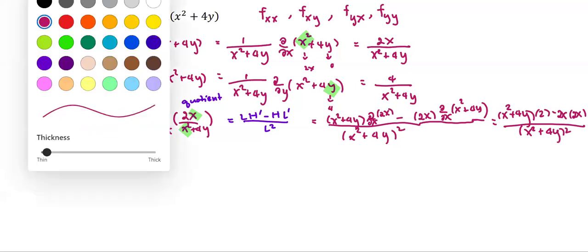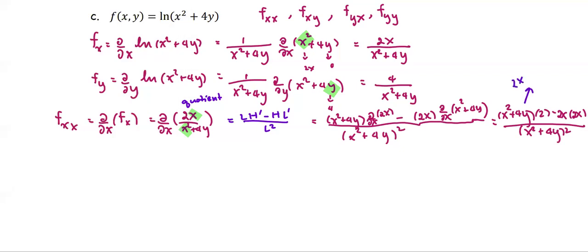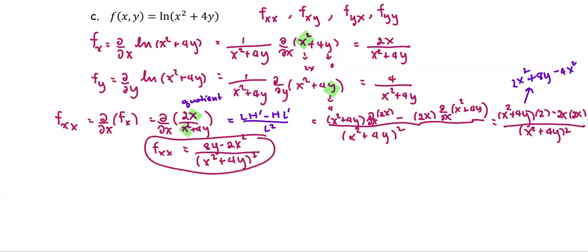Now we're going to simplify the numerator. This becomes 2x squared plus 8y minus 4x squared. So we get the simplified form of the second partial derivative with respect to x, right here: f_xx equals 8y minus 2x squared divided by the quantity x squared plus 4y squared. One down.